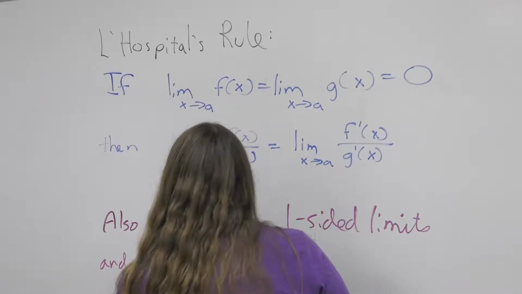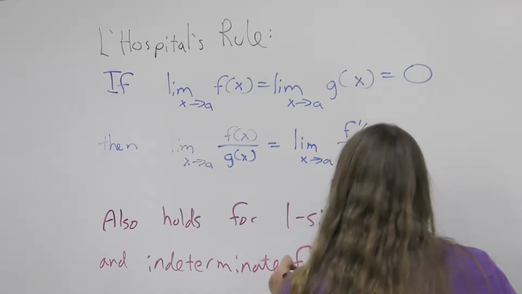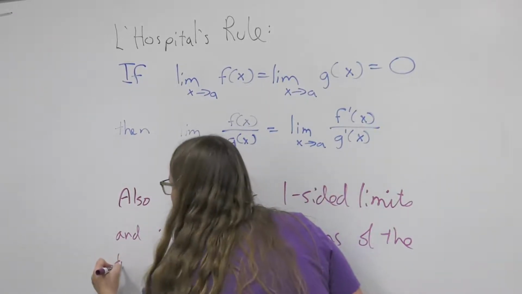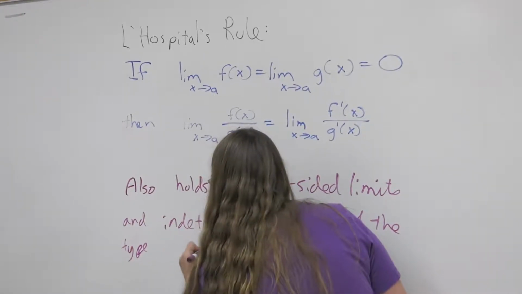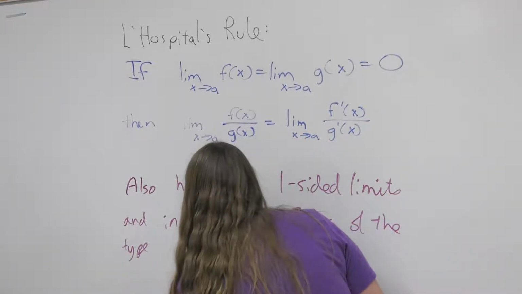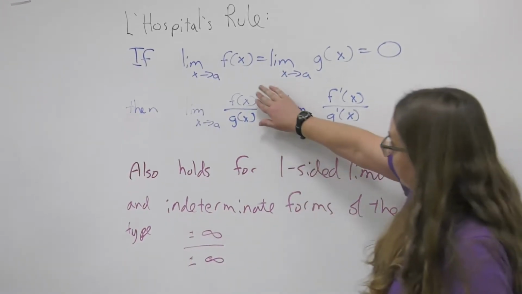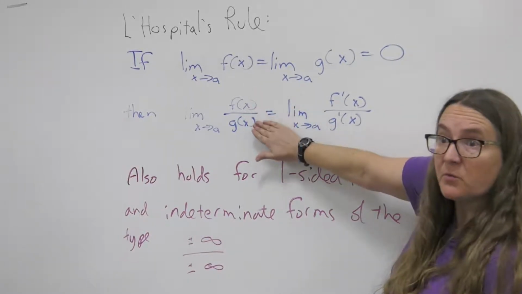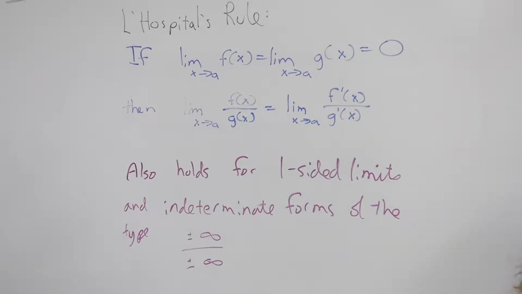and indeterminate forms of the type plus or minus infinity over plus or minus infinity. Okay. So if the top and the bottom were both going to infinity, or one of them was going to infinity and one to negative infinity, we could apply L'Hopital's rule as well. Okay, so let's just take a look at an example.